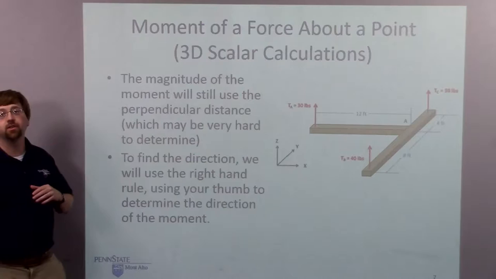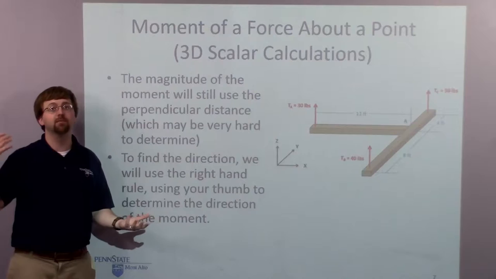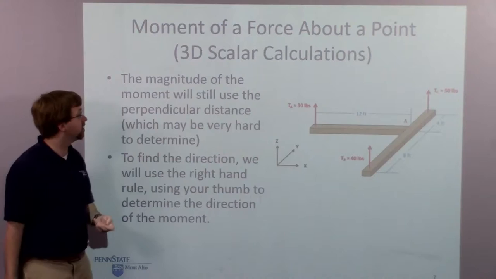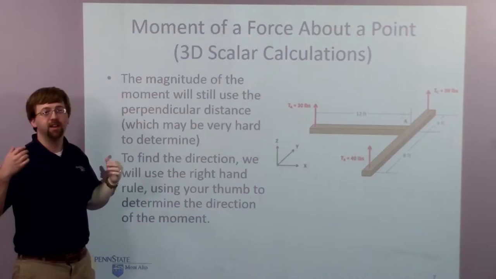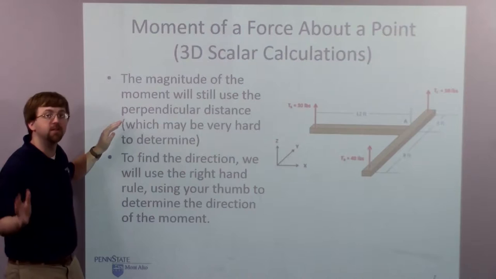And each one of those is going to be a separate direction. So I can't add together a moment about the x-axis and a moment about the y-axis. They're going to be separate things, just like forces in the x and forces in the y. So the magnitude of the moment is still going to be the perpendicular distance, the minimum distance here, which may be very hard to find. It's going to be a 3D problem now, and finding that might be a lot of geometry. And if that's the case, maybe just go to the vector method for solving for this.